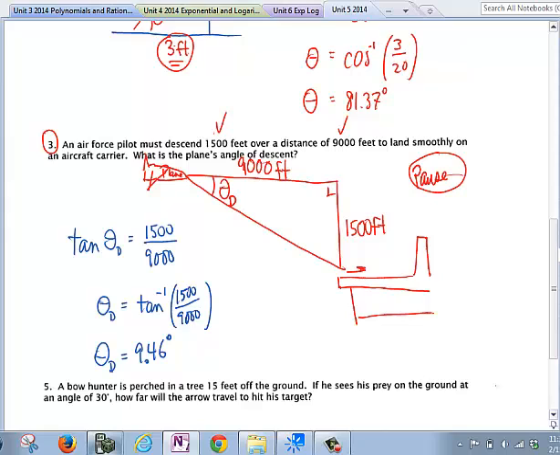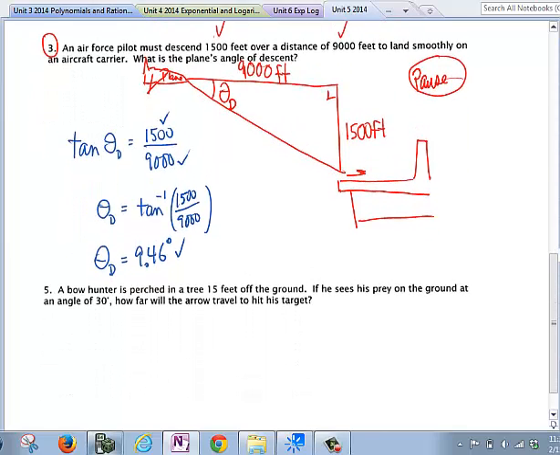Okay, so we're back, and with that picture, the angle of descent would be a tangent ratio, because the 1,500 was equal to the opposite, 9,000 was adjacent. The tangent ratio of the angle of descent is equal to that ratio. And then to find the angle, you simply use inverse trig, and you come up with 9.46 degrees. So now we're on to the next one.